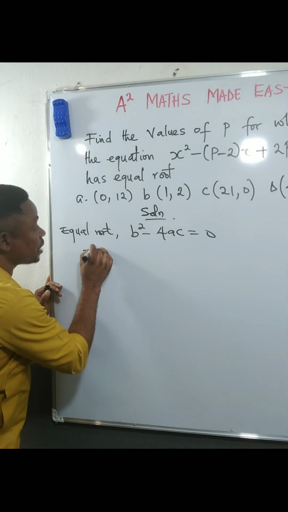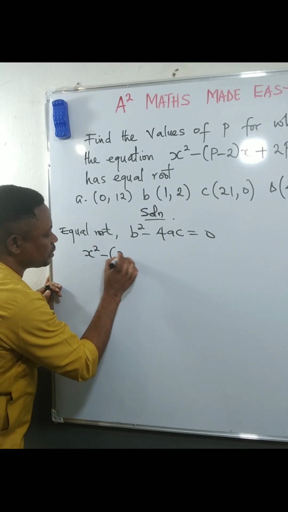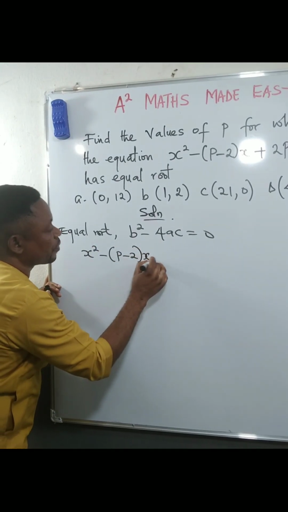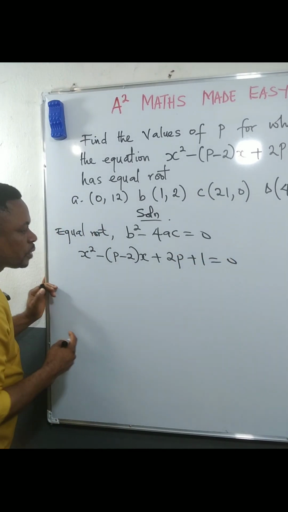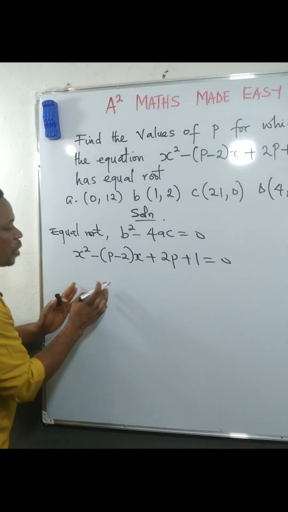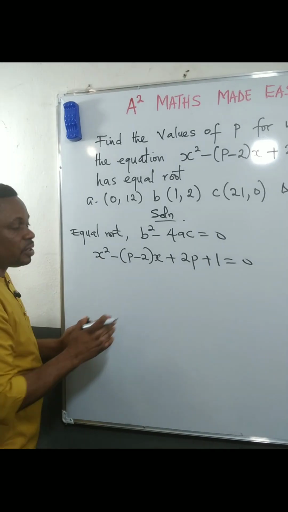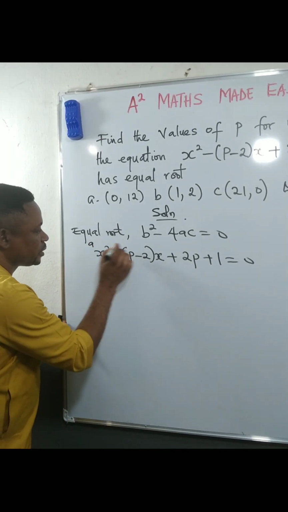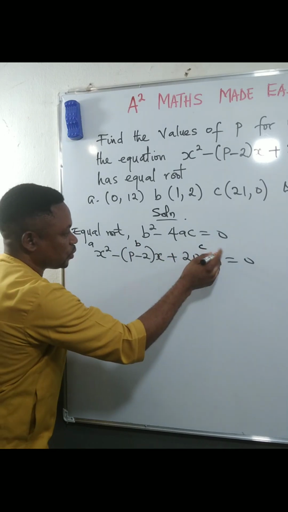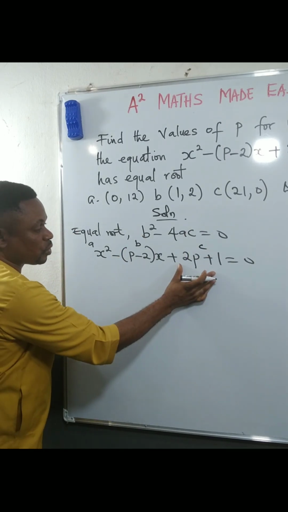Now I want us to observe the question. The question is x squared minus (p minus 2) times x plus 2p plus 1 equal to 0. With this equation, we are going to derive the value of a, the value of b, and the value of c. This is your a, this is b, and the whole of this is c, which is the constant.